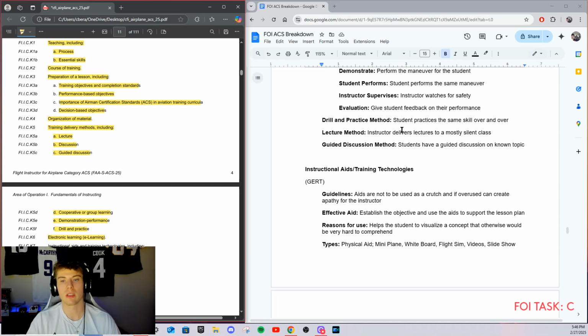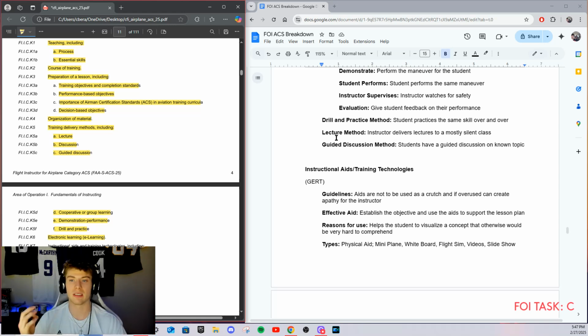Instructor delivers lectures to a mostly silent class. So this is just like in college when there's a class of 100, 200 people, they're going to do the lecture method because there's just too many people to have that kind of back and forth conversation. So this is just telling a bunch of people in a silent class and they're all just listening to what you have to say.